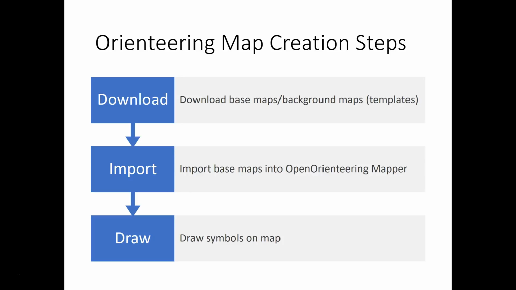In this video, I'm going to present 3 simple steps for creating an orienteering map using OpenOrienteering Mapper. These steps are first to download your base maps or background maps, otherwise known as templates in OpenOrienteering Mapper. We'll then import those maps that we need to help us draw our orienteering map, and then we'll go through and draw some symbols for creating our map. So let's go ahead and get started with going through these steps.